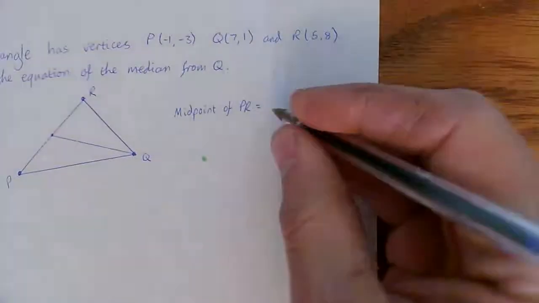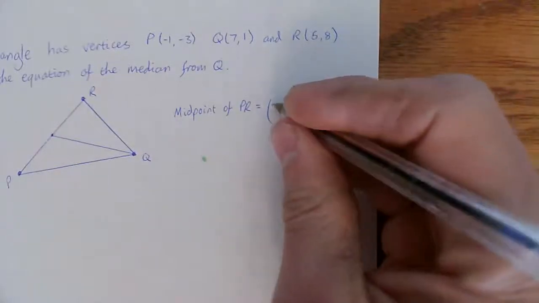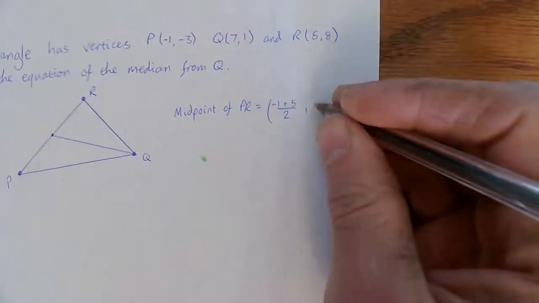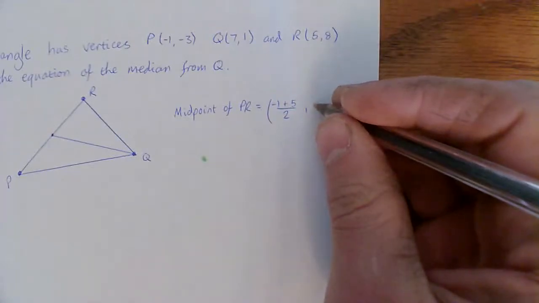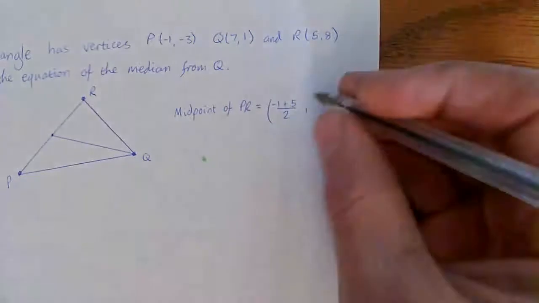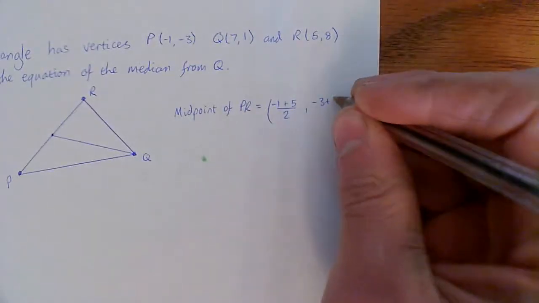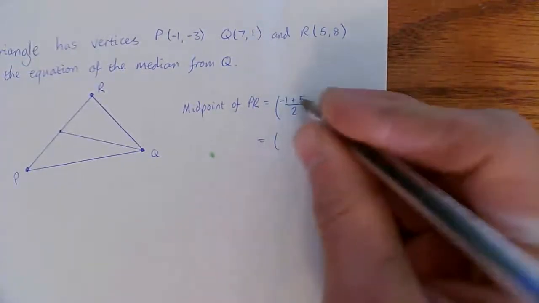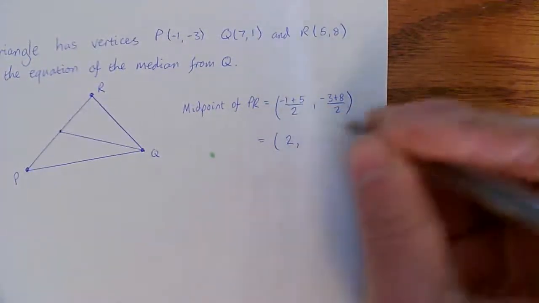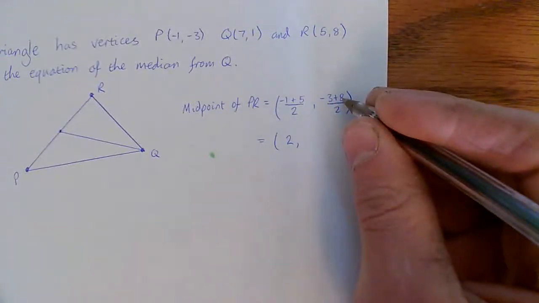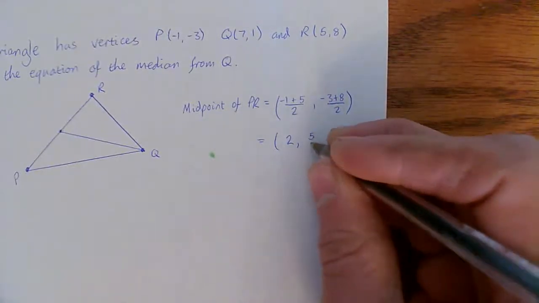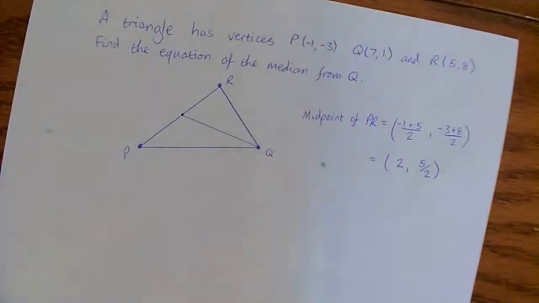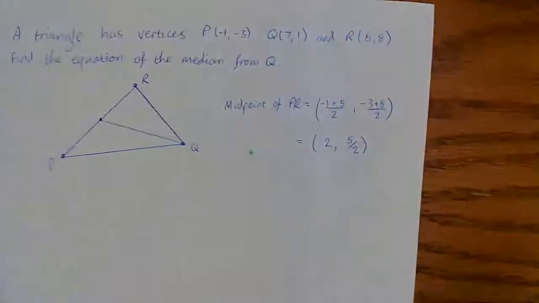And the midpoint of PR, remember that's the mean of the x-coordinates, so -1 plus 5 over 2. And the mean of the y-coordinates of P and R, so -3 plus 8 over 2. And here we get 4 over 2, which is 2. Here we get -3 plus 8 is 5 over 2. You could write that as 2.5, but at the moment I'm going to leave it as 5 over 2 for the sake of what we're doing.